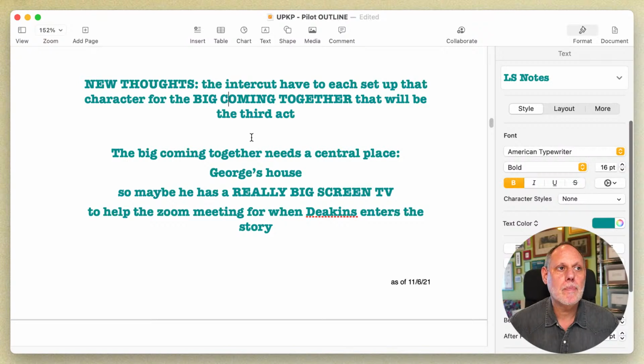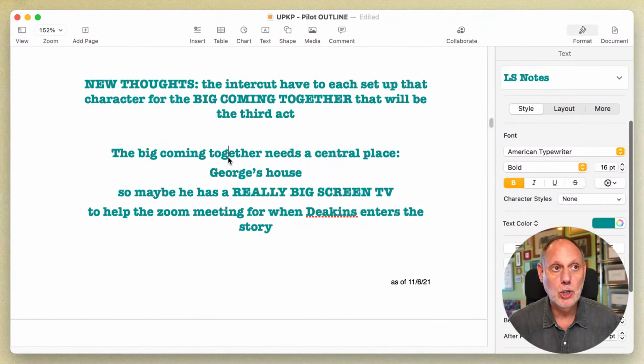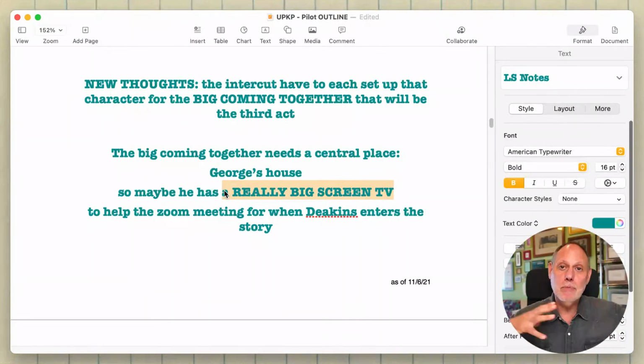Now, this is the tricky part. That big coming together is online. In other words, they're not all going to be in the same place. They're going to be on Zoom or on the phone. And therefore, we need to set that up, which means if Madeline, Norman, and Zena, the main three characters, are at George's house, then the others are going to be piped in by Zoom, which means we want to set up that George has a really big screen TV. We want them to be in the room with the characters. We want as much play as we can get in the actual space of reality, not just online flat.